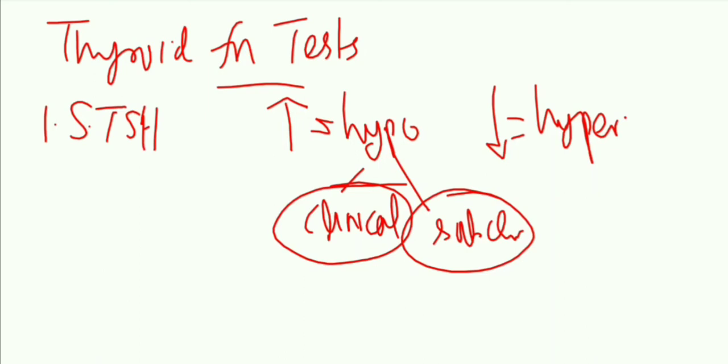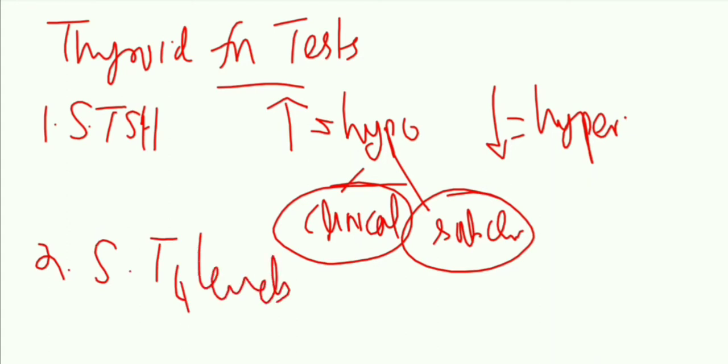Now we will be going to serum T4 levels. Again serum T4, we have to say that it can be in two forms: free T4, or the bound form. Bound form means it is bound to plasma protein. It can be bound to thyroid binding globulin, or proteins like transthyretin. So free T4 means it is just free.